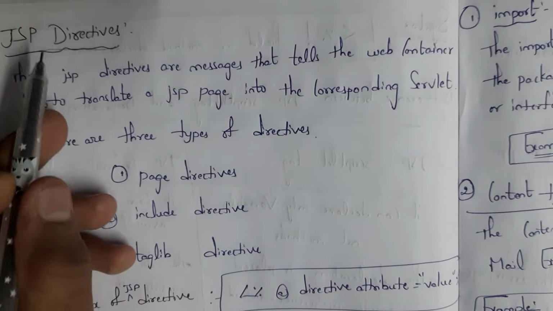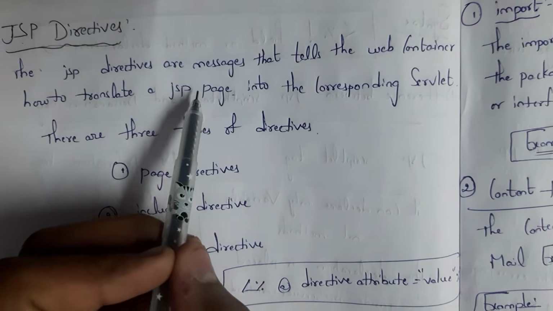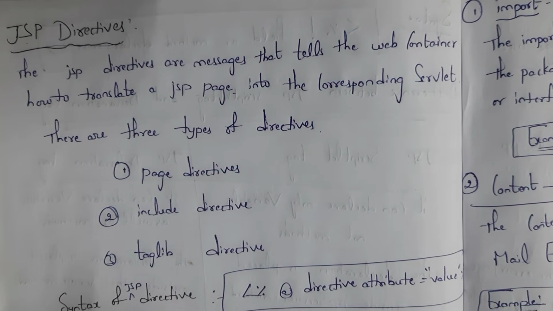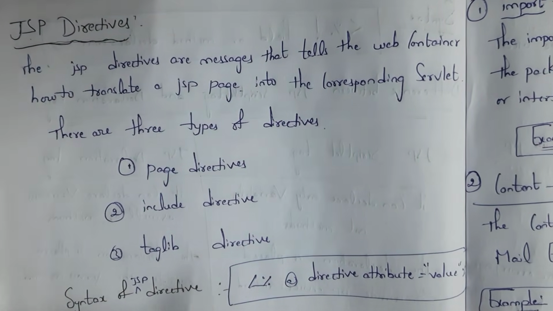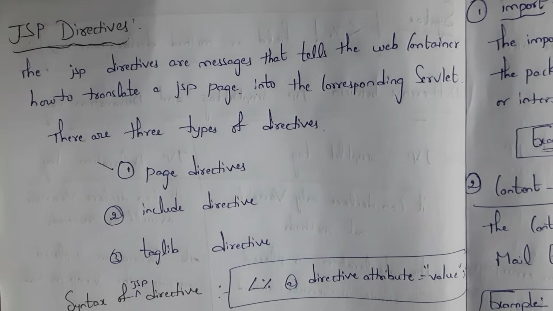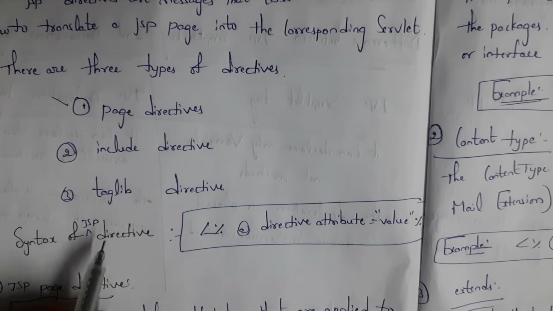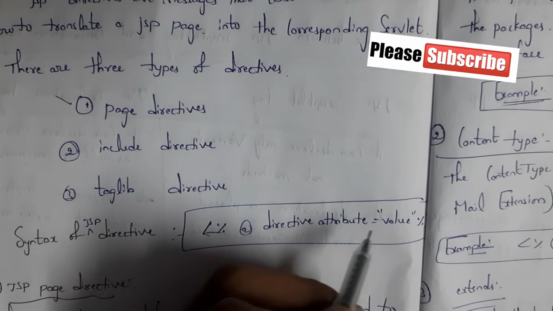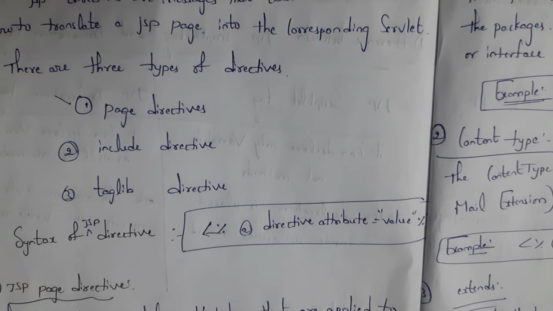Topic is JSP directives. These JSP directives are messages that are used by the web container in order to translate a JSP page into a Servlet. JSP directives are classified into three types. First one is page directive, next one is include directive, and third one is taglib directive. This is the syntax of a JSP directive: <%@ directive attribute="value" %>.